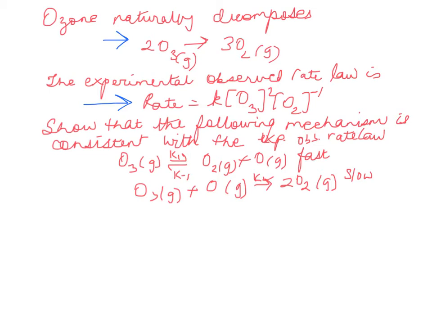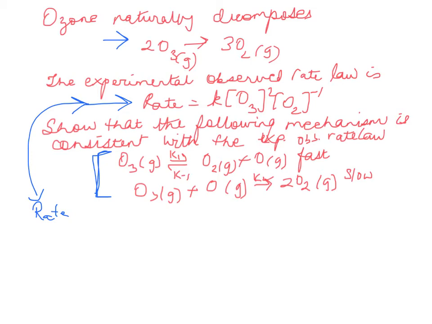If you think about it, what is given and what you have to determine, you have to say whether this mechanism is valid or not. So if by some method you are able to determine the rate law, and that rate law ends up being exactly the same as the rate law that was observed by experiment, you can say that yes, mechanism and experiment go hand in hand, right?